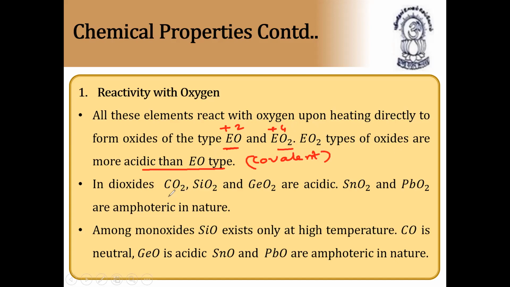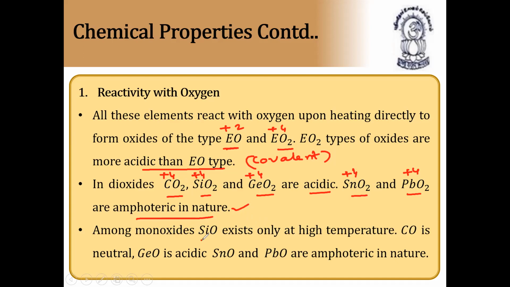Among dioxides, carbon dioxide, silicon dioxide and germanium dioxide are acidic. So carbon in plus 4 state, silicon in plus 4 state, and germanium also in plus 4 state, these are acidic oxides. Tin dioxide and lead dioxide are amphoteric in nature. So please make a note of this. Definitely they ask which of the following are amphoteric, which of the following are acidic oxides. Carbon dioxide, silicon dioxide, germanium dioxide are acidic. Tin dioxide, lead dioxide are amphoteric in nature.